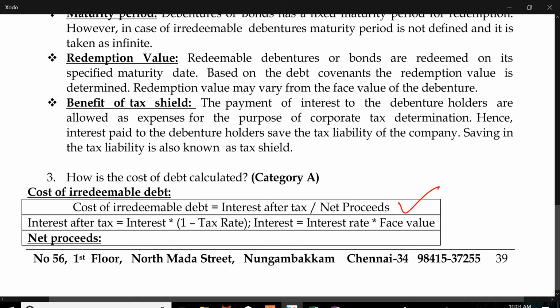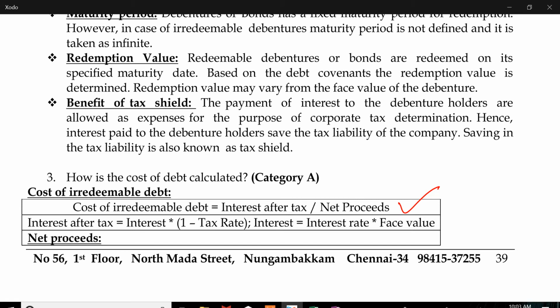Page 39. Interest after tax by net proceeds. What is interest after tax? Interest into 1 minus tax rate. Why am I deducting tax? To make it an after-tax number.